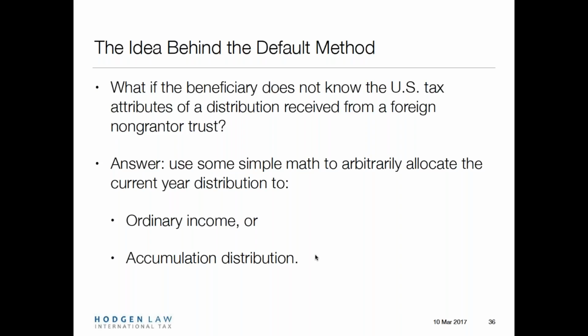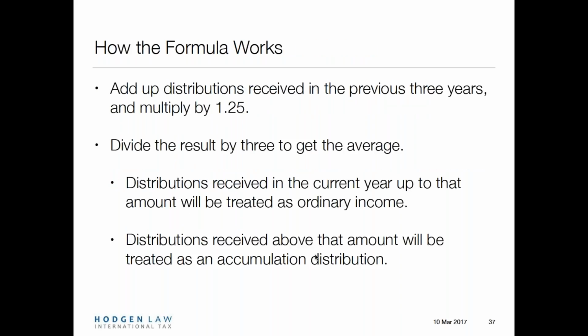So if the beneficiary is in the dark, well, then the IRS is certainly in the dark, and they won't know how to verify that the beneficiary's reporting of this distribution is correct as between DNI, UNI, and corpus. So we have a little formula. We do some simple math. The result of the formula is that the entire distribution is allocated to ordinary income, accumulation distribution, or a combination of the two. And it's really simple.